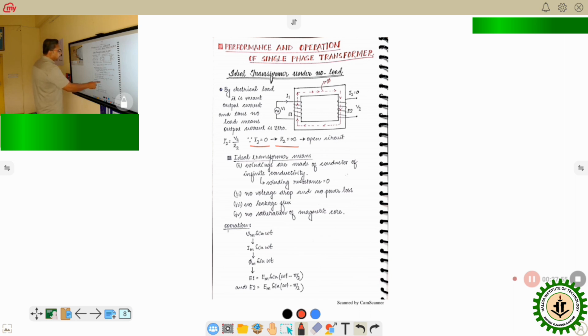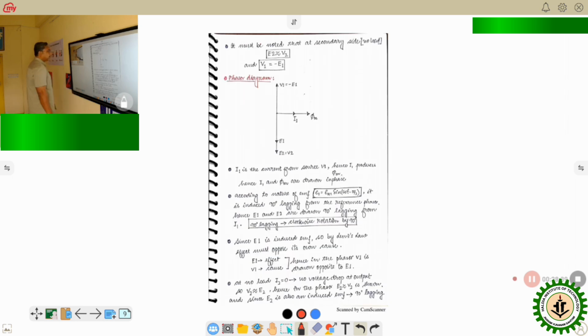The operation is Vm sin omega t, Im sin omega t. From Im sin omega t, you will get phi m sin omega t. Now, according to transformer action, EMF will be induced. I have taught that EMF which is induced due to rate of change of flux will always lag by an angle of 90 degree. So E1 is phi m sin of omega t minus 90 degree. E2 is phi m sin of omega t minus 90. Here I am writing the nature of EMF, not the magnitude. I want to tell you that the EMF which is induced is also sine in nature, and both these EMFs are lagging by an angle of 90 degree from the reference.